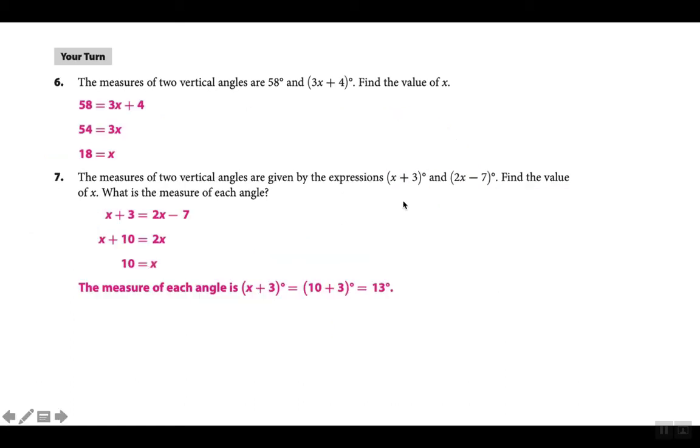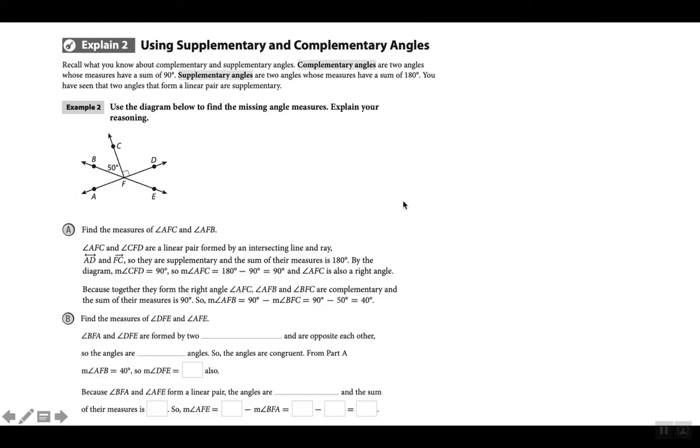Let's go on to the next one. And there are the answers. Alright, so here it says, I'm going to start reading right here.